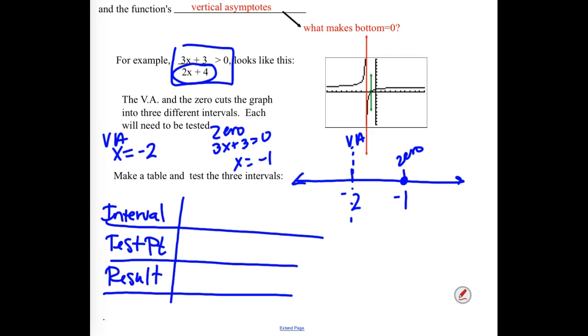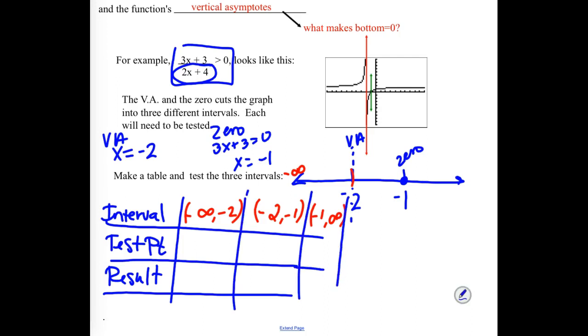First interval, we're going to look at from -infinity up to -2 in that chunk. Okay, so from -infinity to -2, that's our first interval that we're going to use. The next interval will be the chunk between -2 and -1. And the last interval will be everything beyond, to the right of -1. Okay? So we have 3 intervals we're going to look at. And we're going to test a point in each one.